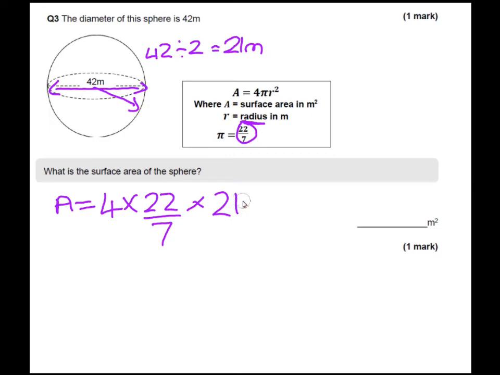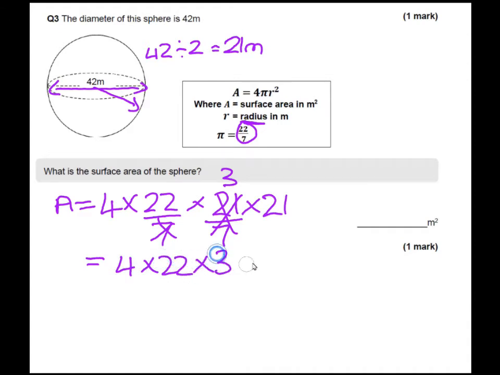Now in this situation where we use the fraction, the squared number we need to write out as 21 times 21, rather than 21 squared. The reason we do that is for the next stage, where we're going to divide. So 21 divided by 7 is 3. So our problem becomes 4 times 22 times 3 times 21.